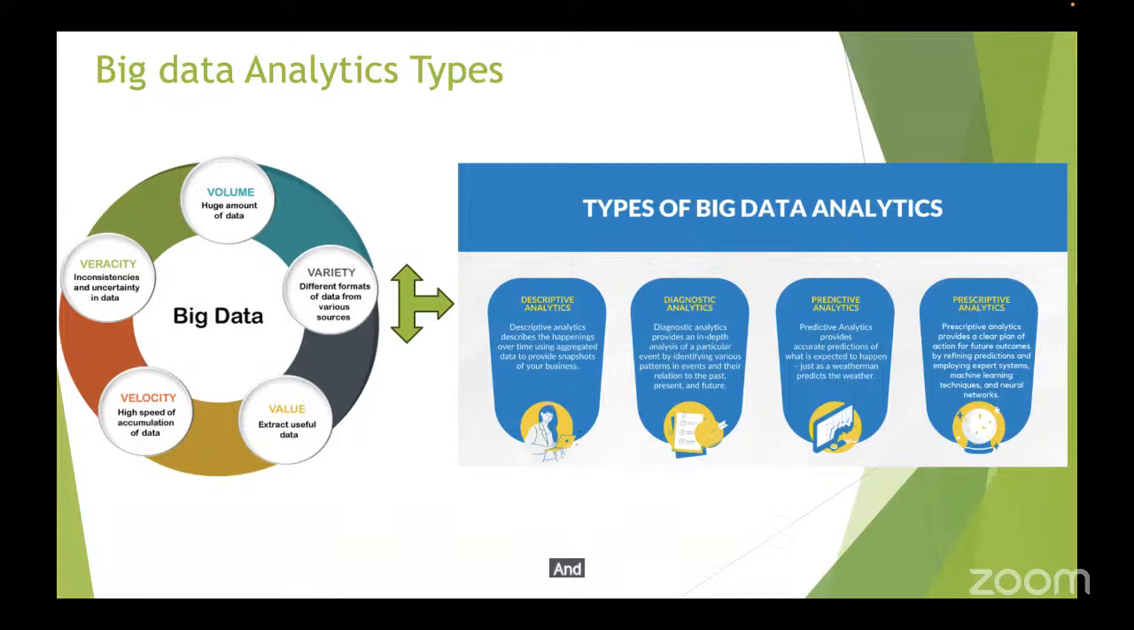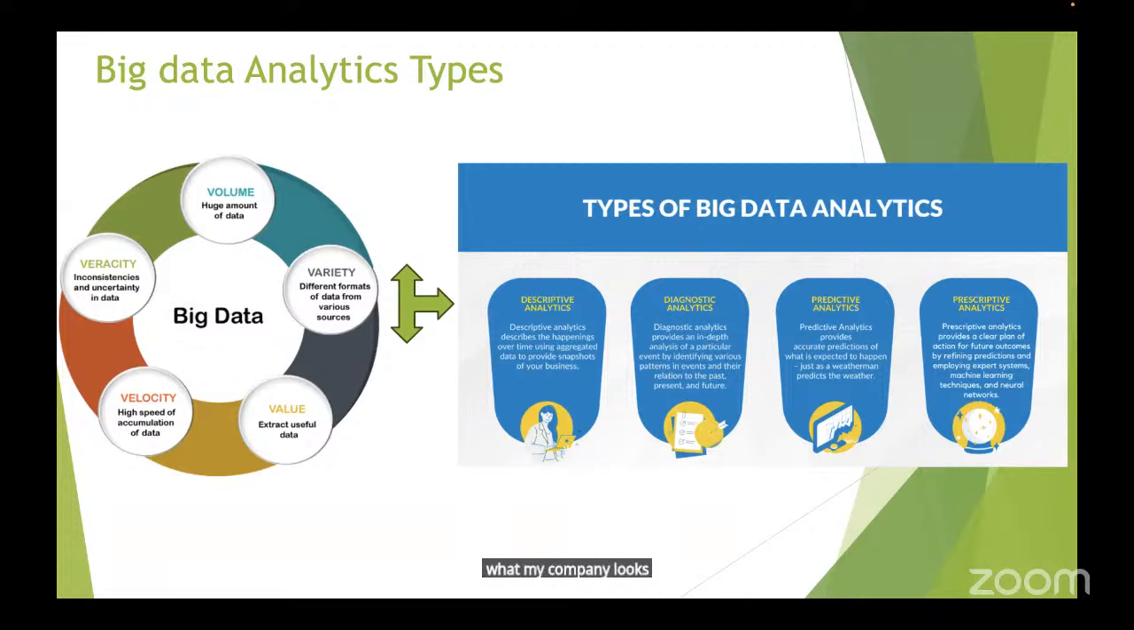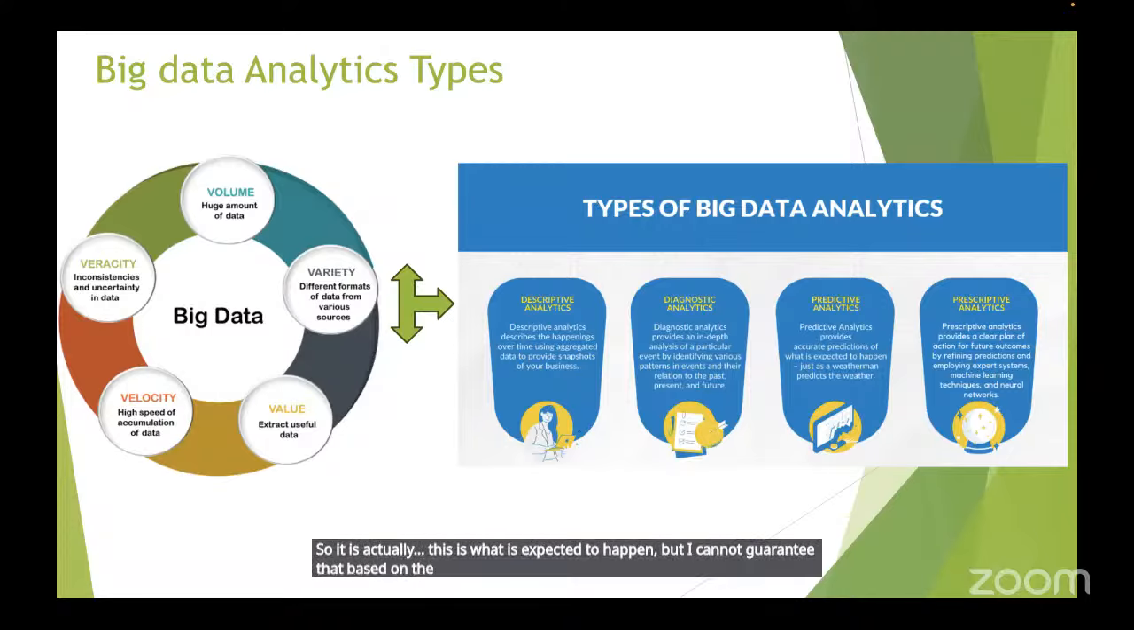And the next one is predictive analysis. Mostly predictive analysis is used by artificial intelligence. For example, if I have huge data coming in, what will my company look like in the next 1 year, what will my data look like, that is the predictive analysis. This is what is expected to happen, but I cannot guarantee it; based on the history of data, this is what is going to happen.